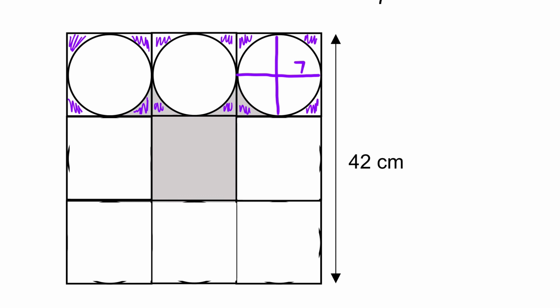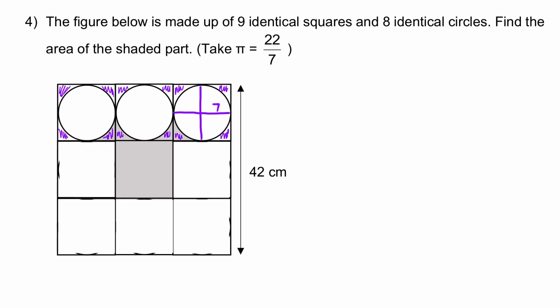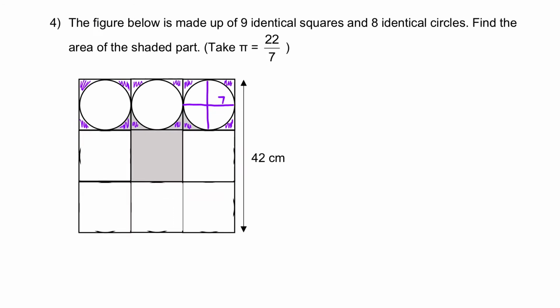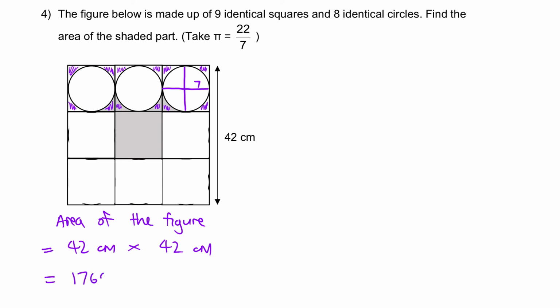Okay, so let's start. First step, let's find out the area of the figure, which is the entire big square. 42 times 42, and that is 1764 cm square.